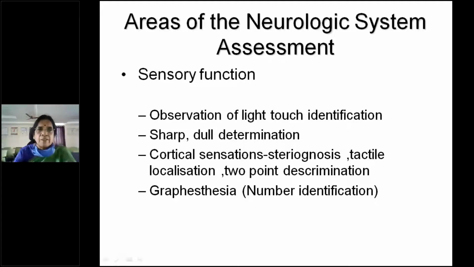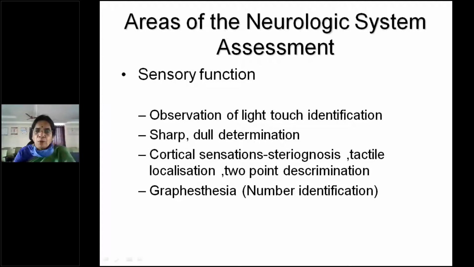Next, coming to the sensory assessment. You have to test touch, pain, and temperature, and the posterior columns also. For light touch, you can take a cotton wool and touch it.